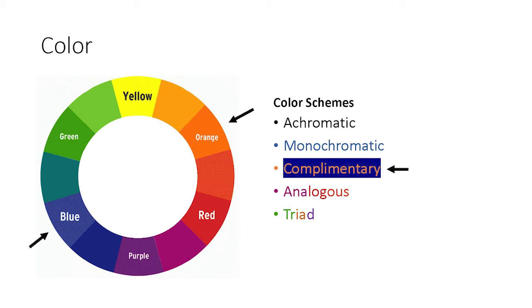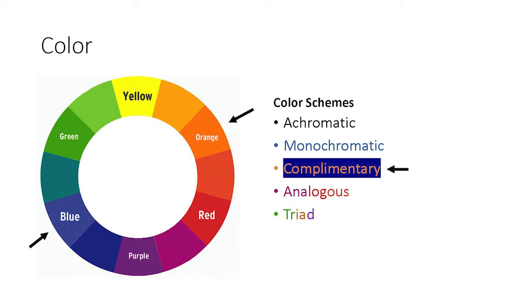Different color schemes that we'll be looking at specifically: the achromatic color scheme means no color, so this is just using white and black in order to create that full range of value. Monochromatic color scheme is like our cube example, where we are using one color in addition to white and black.